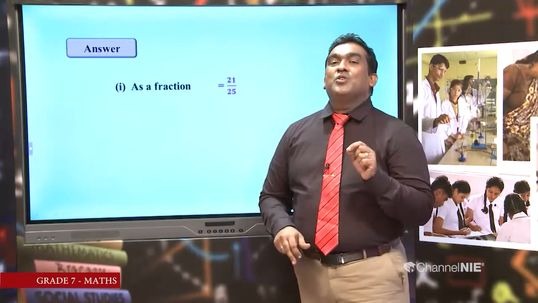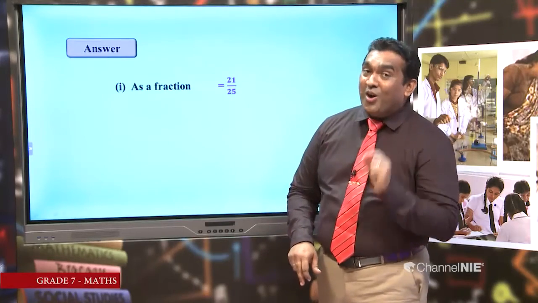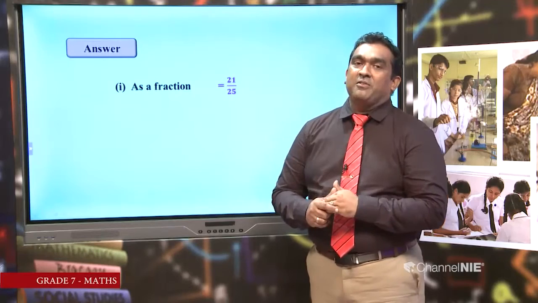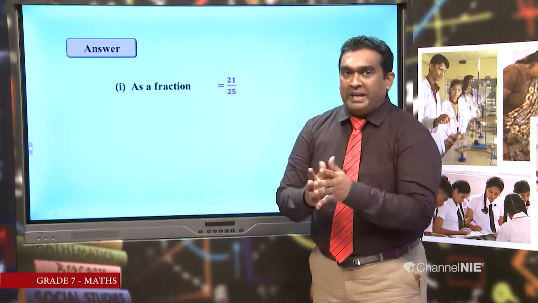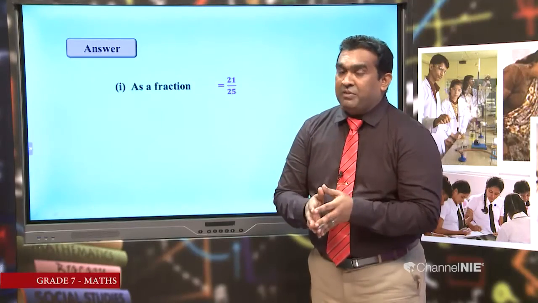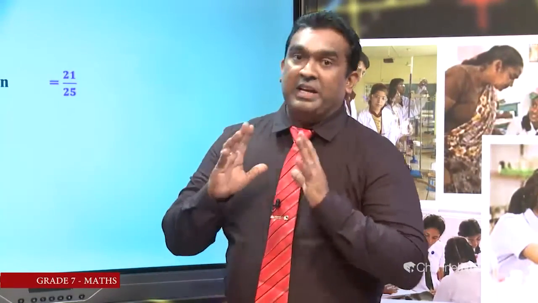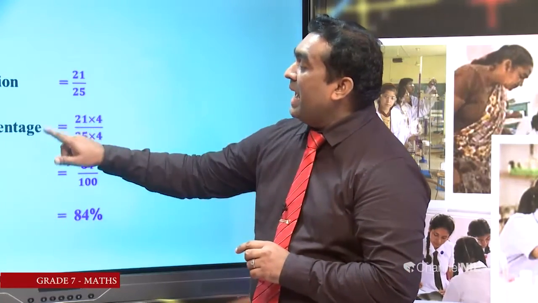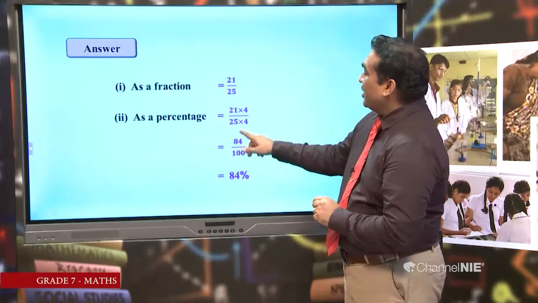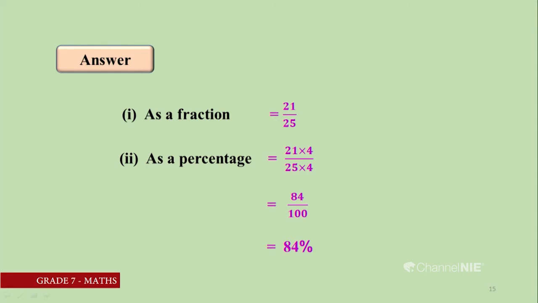As a fraction, as I told you from the very beginning of the question, Senith got 21 out of 25. Out of means denominator. Out of, divided. Out of 10, divided by 10. Out of 15, divided by 15. Out of 50, divided by 50. Out of 70, likewise. They are talking about the denominator, right? Then 21 over 25. Next one, as a percentage, as the usual case, we know that 25 multiplied by 4, 21 by 4. Here 21 multiplied by 4 is 84, 25 multiplied by 4 is 100. 84 over 100 is 84%.